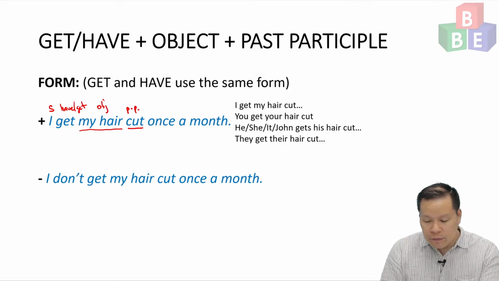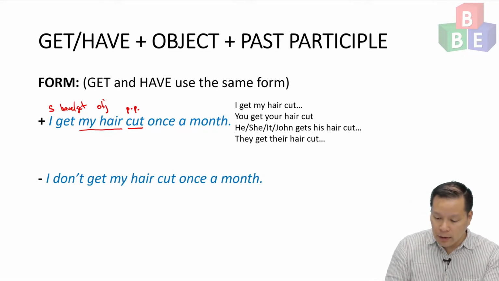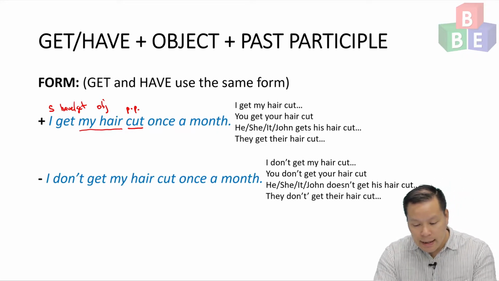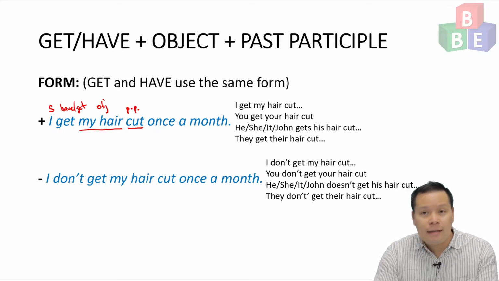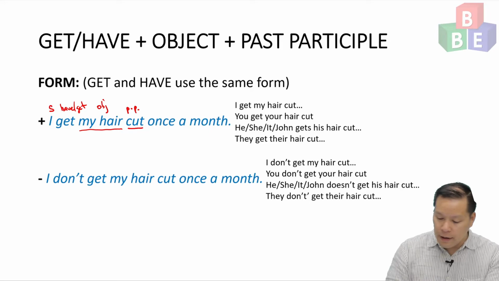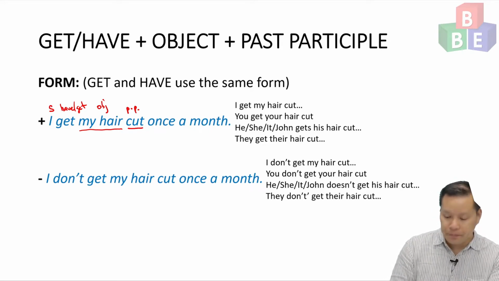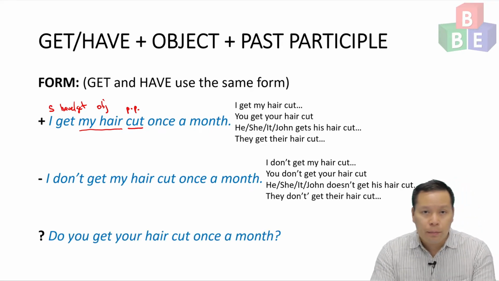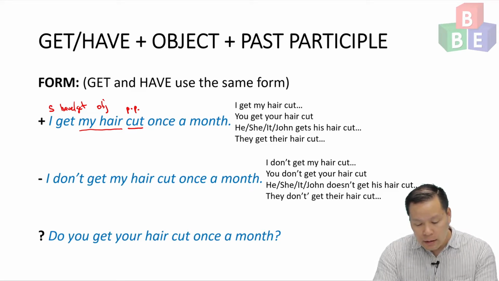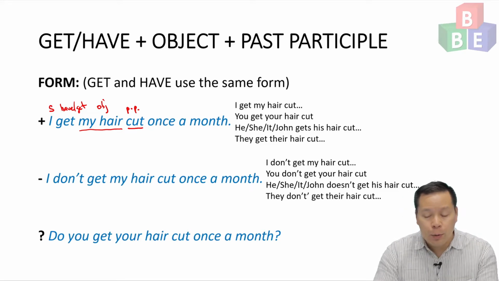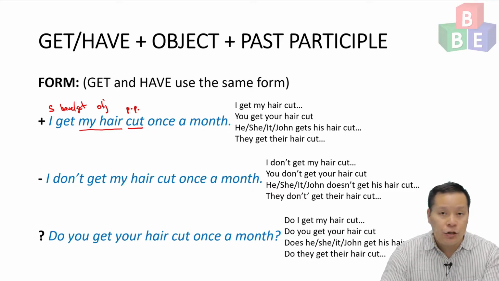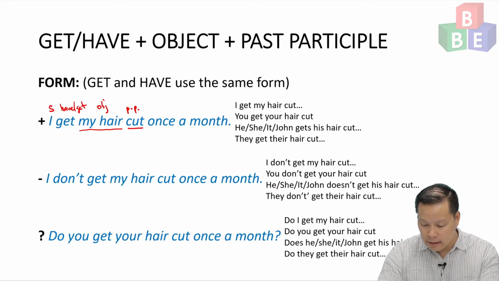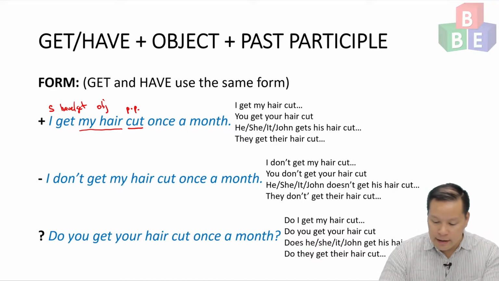So, the negative statement form using the other pronouns might look like: I don't get my haircut, you don't get your haircut, he, she, it, John doesn't get his haircut, and they don't get their haircut. In the question form: do you get your haircut once a month? And with the other pronouns: do I get my haircut? Do you get your haircut? Does he, she, it, John get his haircut? Do they get their haircut?